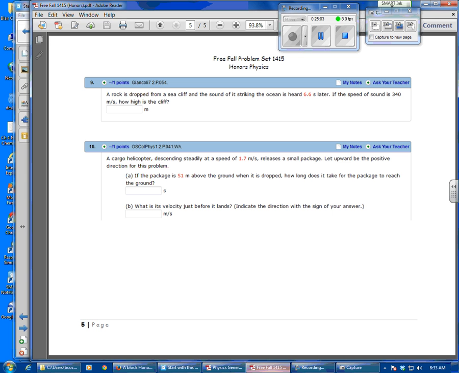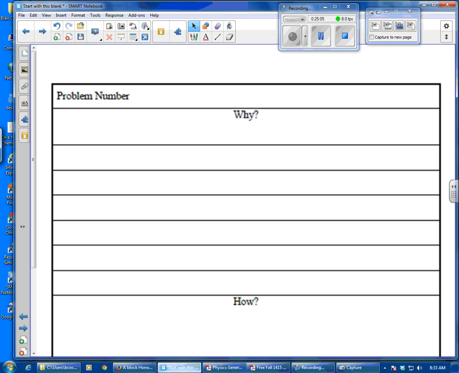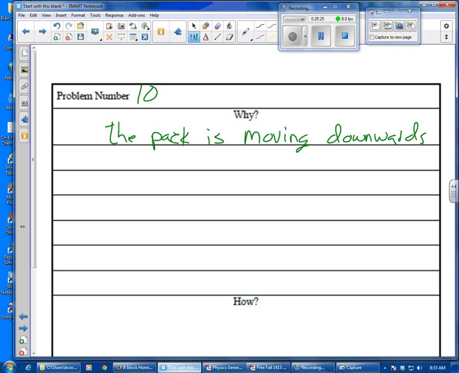So probably where I would start with this would be: the package is moving downwards with the helo.